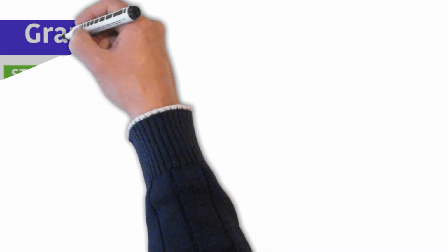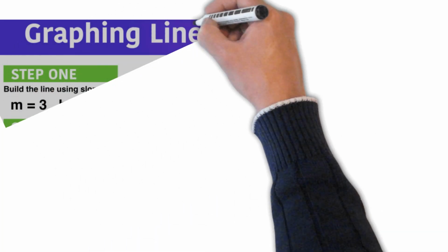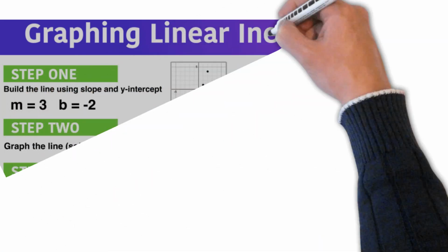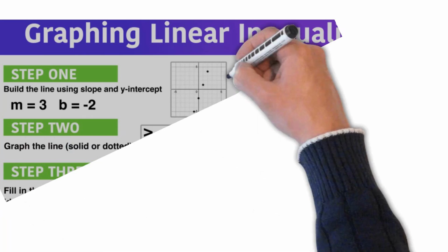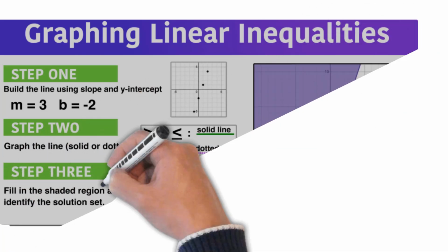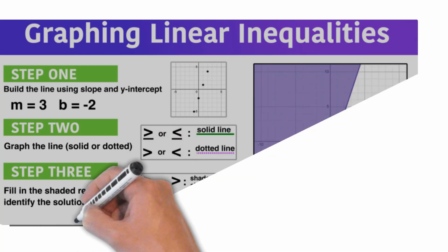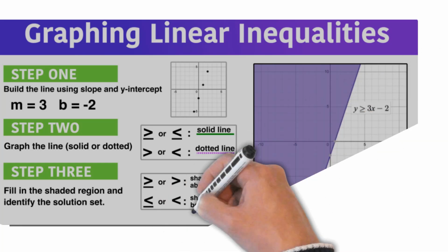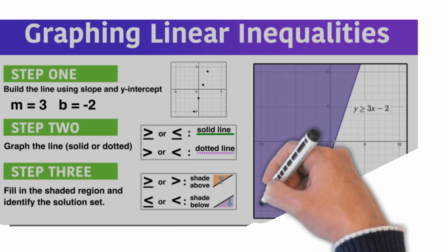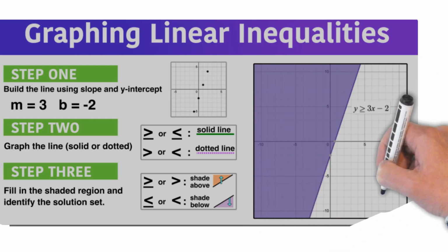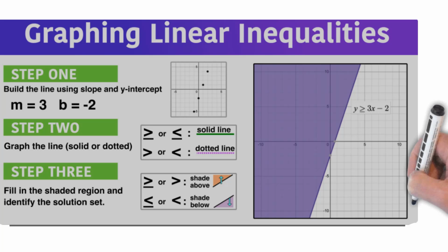So we look at an example here and the steps that are required. In order to graph, we first do step one, where we build the line using the slope and the y-intercept. Then we graph the line, deciding whether it's solid or dotted. And then we fill in the shaded region and identify the solution set. If you have a dotted line, any point on the line is not part of the solution set.